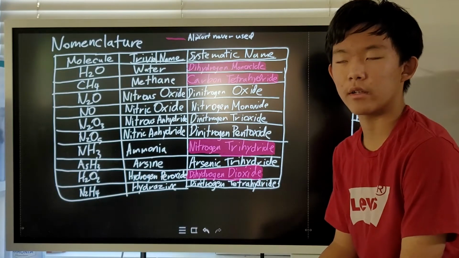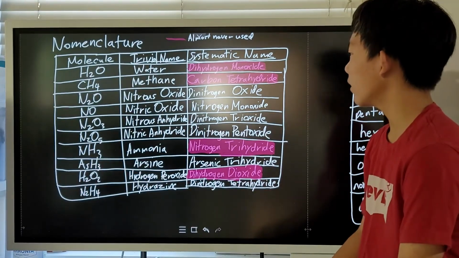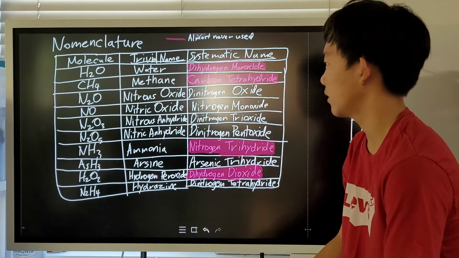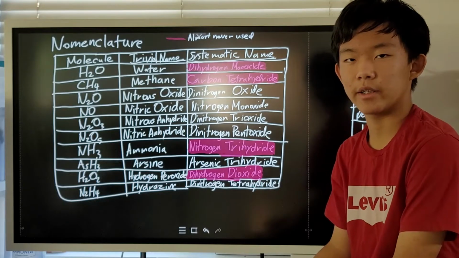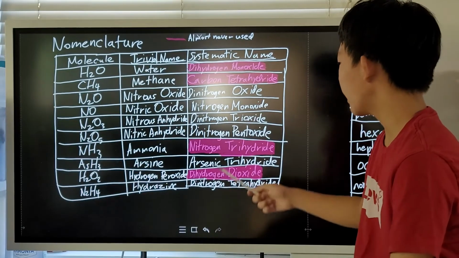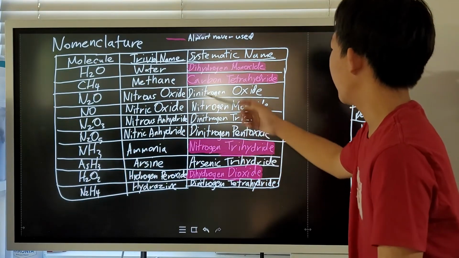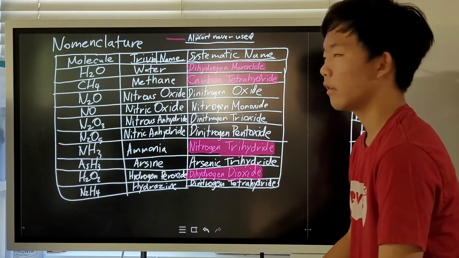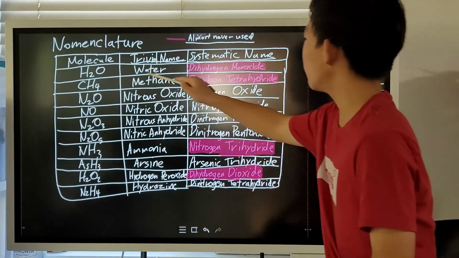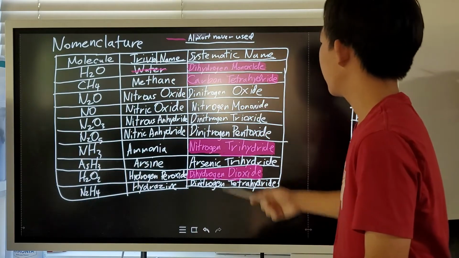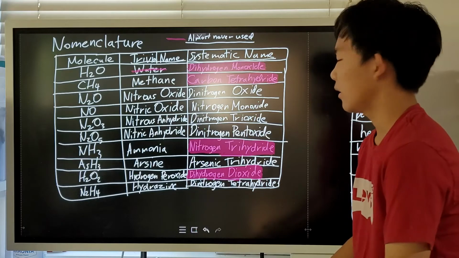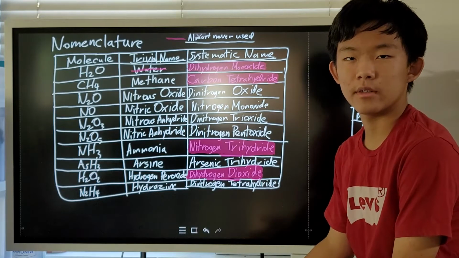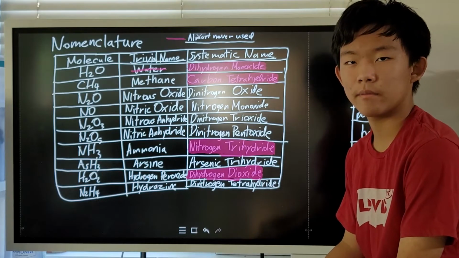So here I have a chart for very common and very important chemical compounds and their trivial and systematic names. The ones I highlighted in magenta, as you can already see, are almost never used. Like say water, we always call it water and not dihydrogen monoxide. It's so rarely used that even experienced chemists don't bother to say that.